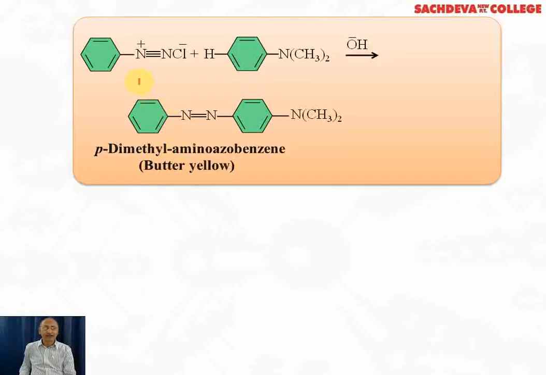In a similar reaction, we are taking benzene diazonium chloride, which reacts with N,N-dimethylaniline in presence of OH ion. The product formed is para-dimethylaminoazobenzene. This is called butter yellow. Here also HCl is being removed, a coupling reaction is taking place.